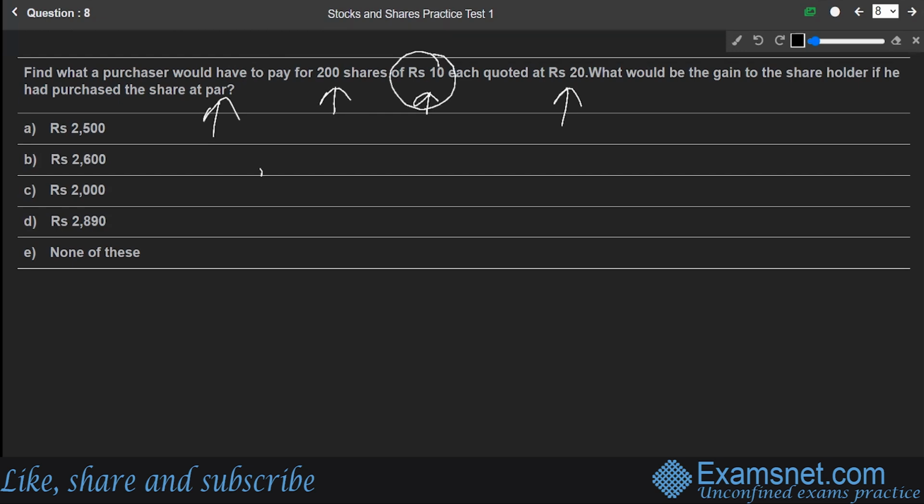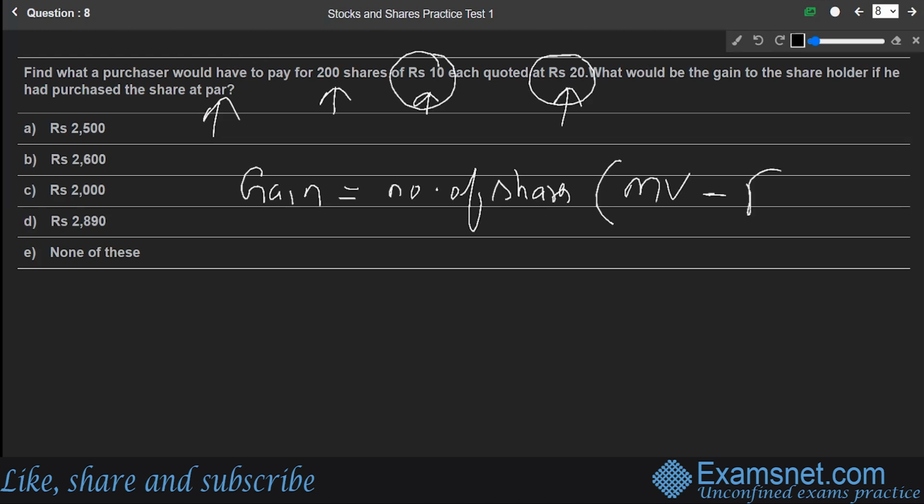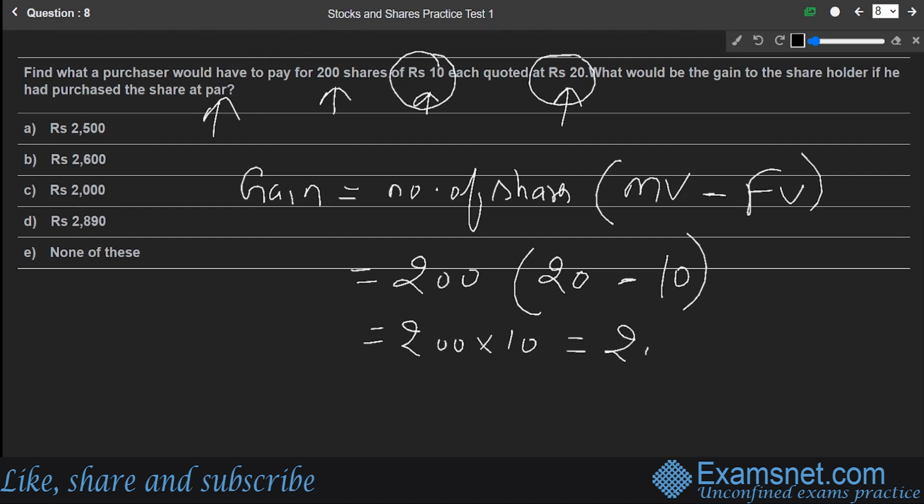So we can clearly find this out. The gain can be found as the number of shares multiplied by the market value, that was 20 in our case, minus the value when the share was available at par, which would be just the face value, that is 10 in our case. So we use this formula: number of shares is 200, market value is 20 rupees, and at par the value is the face value itself, that is 10 rupees. If we solve this further, this becomes 200 into 10, that is simply 2,000 rupees. So that is the final answer, 2,000 rupees. That is option number C, the right answer.